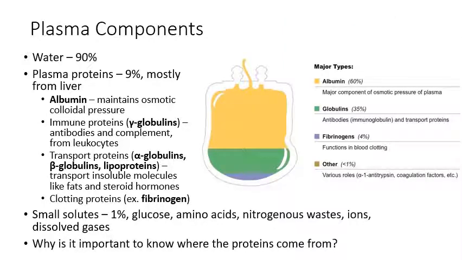So going into more detail with the plasma, most of plasma is just water. About 90% of plasma is water. The remaining 10% would be molecules that are either dissolved or suspended in that water. Most of those molecules are proteins. So about 9% of the plasma consists of plasma proteins.